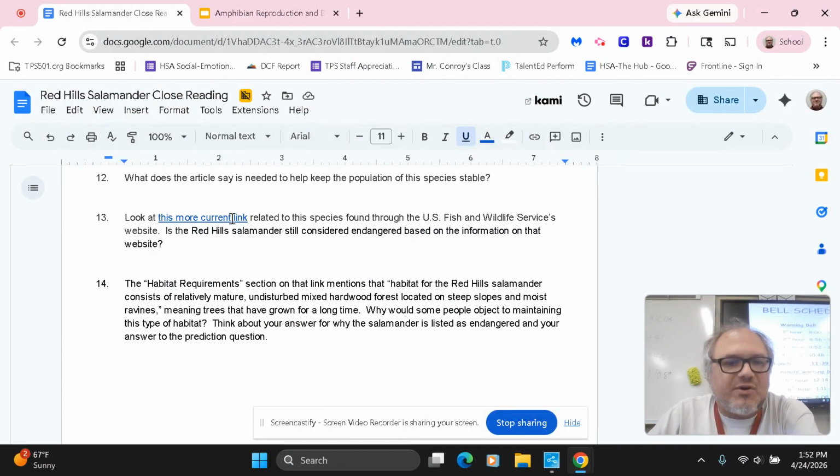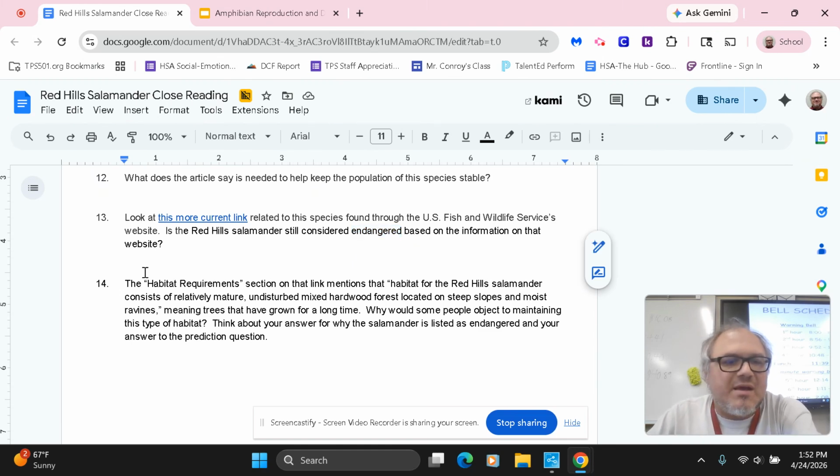Number 13, look at this more current link related to this species found through the U.S. Fish and Wildlife Service website. Is the Red Hills salamander still considered endangered based on the information on that website? We're literally looking to see whether or not it's using the term endangered or a different classification in this case.